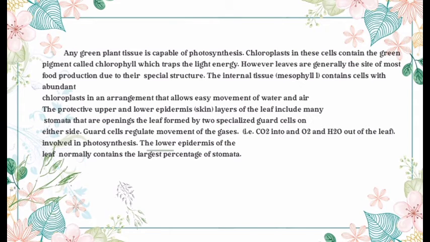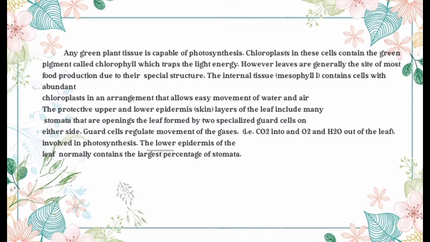Photosynthesis is capable in any green plant tissue. The chloroplast in this cell contains the green pigment called chlorophyll, which traps the light energy. However, leaves are generally the site of most food production due to their special structure. The internal tissue contains cells with abundant chloroplasts in an arrangement that allows easy movement of water and air.